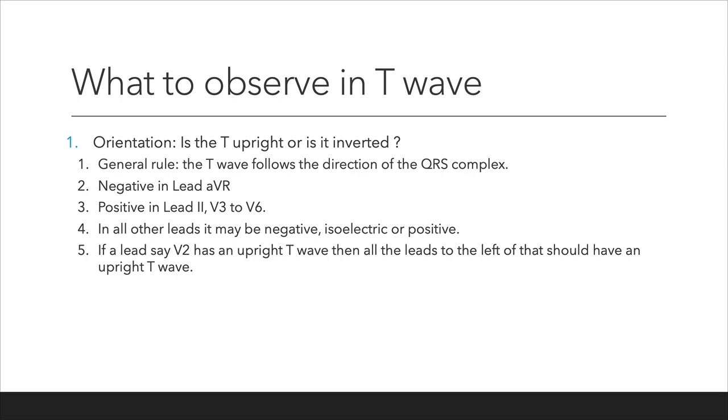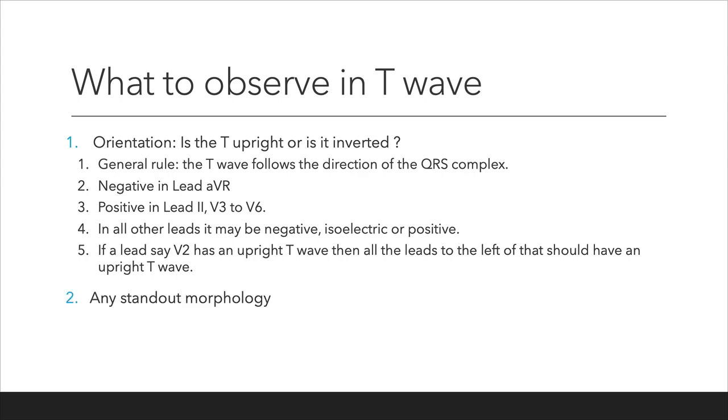But there is a clue. Say that lead V2 has an upright T wave, then all the leads to the left of that, meaning V3 to V6, should normally have upright T waves. Now say you have an upright T wave in V1, then you would expect V2 up to V6 to be positive. So if V1 is positive and V2 has a negative T wave, that could be labeled as abnormal.